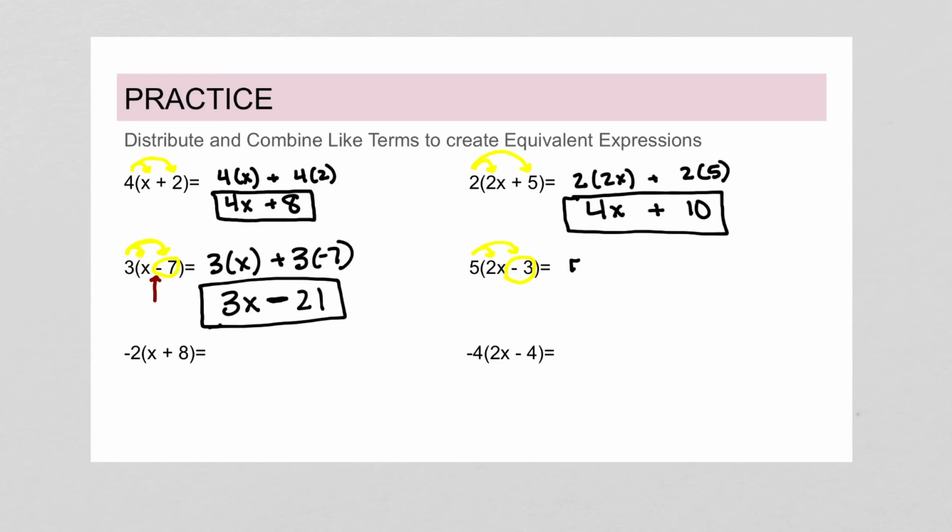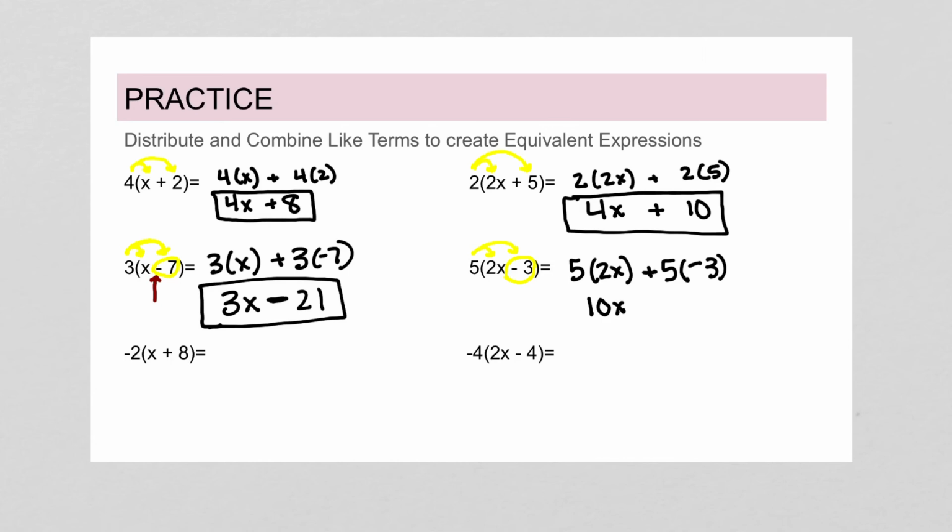All right, so I've got a positive 5 times a 2x, and then I've got a positive 5 times a negative 3. 5 times 2x, so that means there's 5 copies of 2x. Altogether there are 10 x's, because that's 5 times 2.